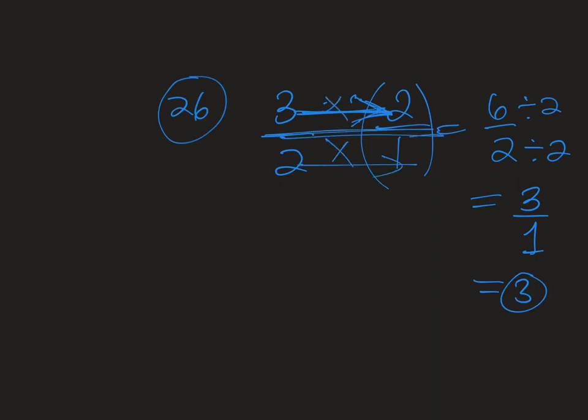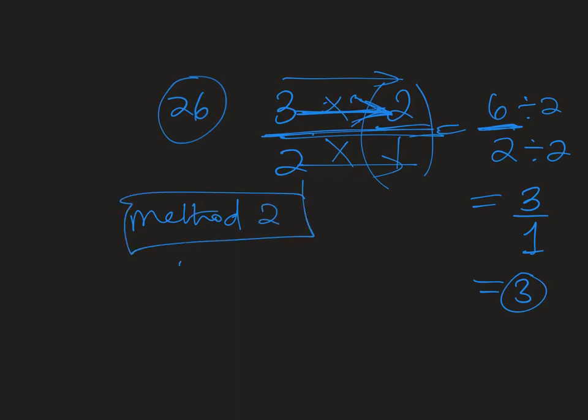You could just multiply across. And that gives you the next set of numbers. But the other way I could have done number 26, let's call this method 2. And you can tell me what you think about the second method, where you have 3 over 2 times 2 over 1. These can cancel right away.